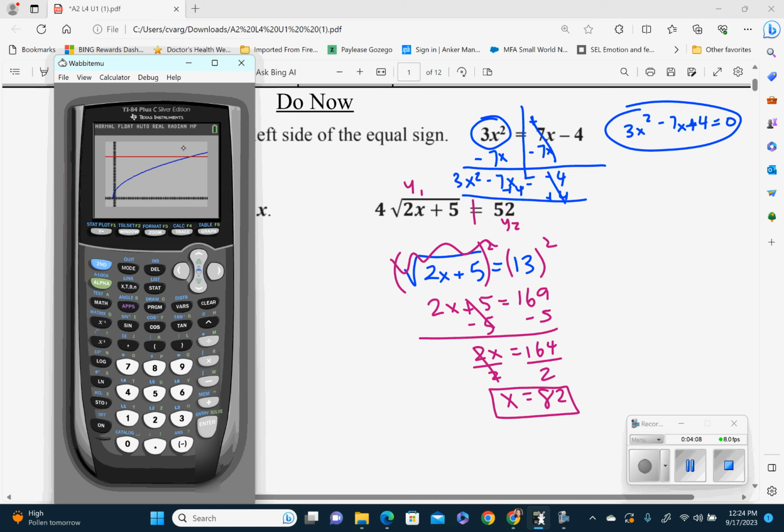Okay, so that looks like it's about 80 something. Let's go ahead and prove it, right? So you get the calculator to find out that point of intersection by doing second trace. Option number 5 is intersect, so we're going to hit number 5.